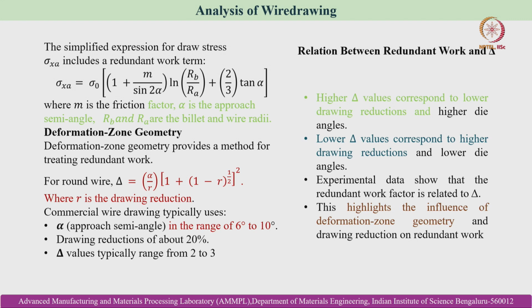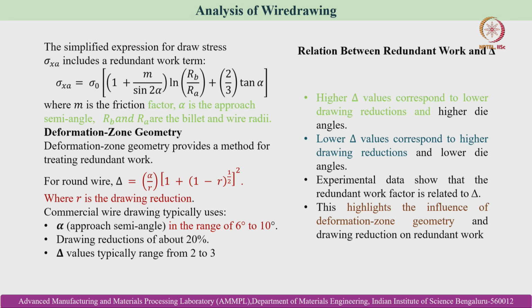So, sigma x A, which includes a redundant work term, is equal to sigma 0 into 1 plus m by 2 sin 2 alpha into ln R B by R A plus 2 by 3 tan alpha, where m is the friction factor, alpha is the approach or semi die angle, and R B and R A are the billet and wire radii. So, R A is the radius of the resultant drawn wire, and R B is the initial radius of the workpiece billet undergoing the wire drawing process.